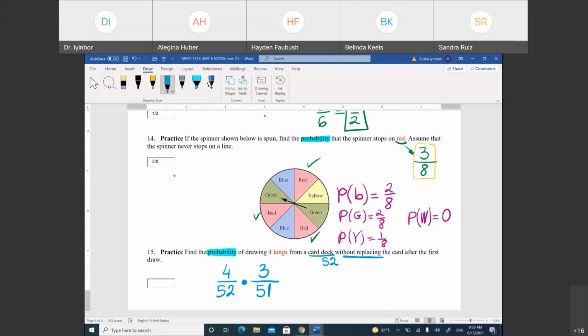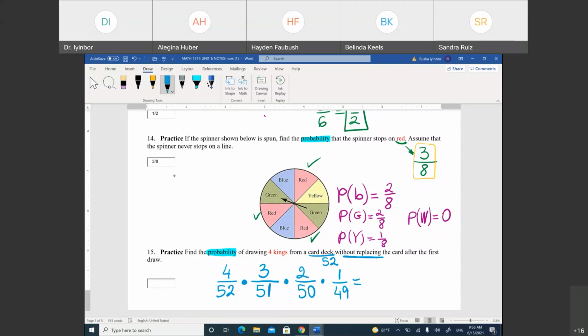Then we're going to multiply by the probability of getting the third king out. How many kings are left? 2 over 50. That's right. And we have one more to do. It's 1 over 49. That's right. Good job. And then you're going to multiply those and you're going to leave it as a fraction.